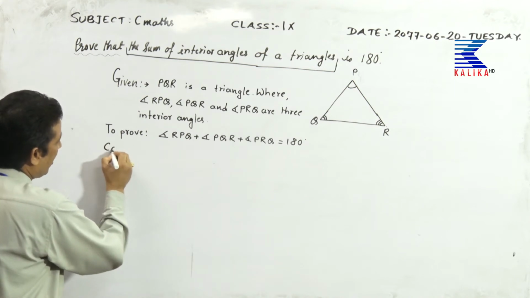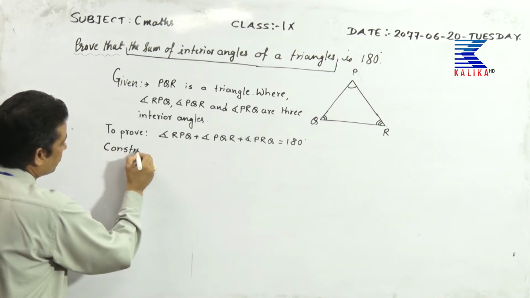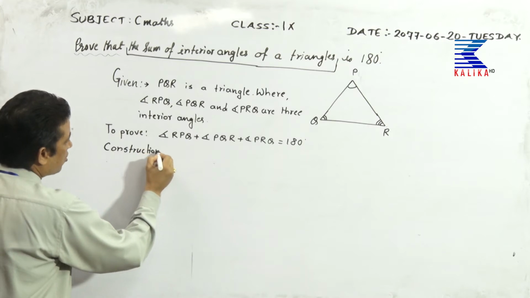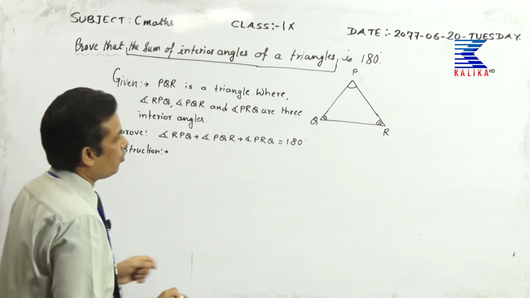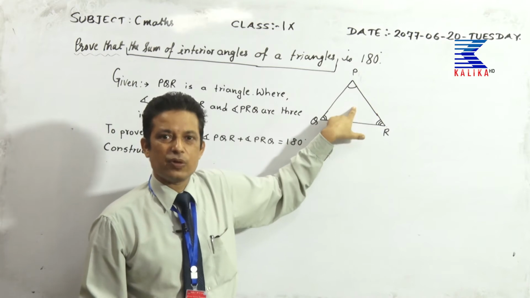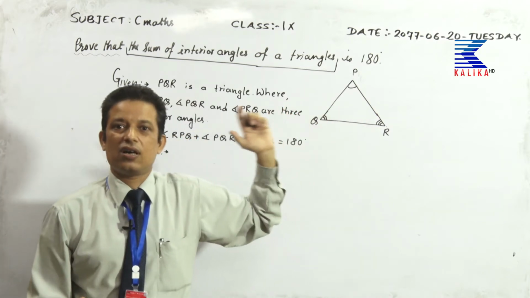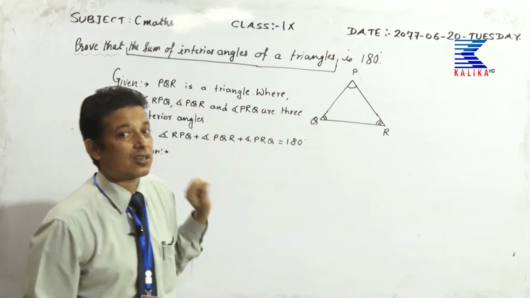So, here I write construction. We need to construct something. We think it will be easy to prove if we construct a line. Look what we are constructing.